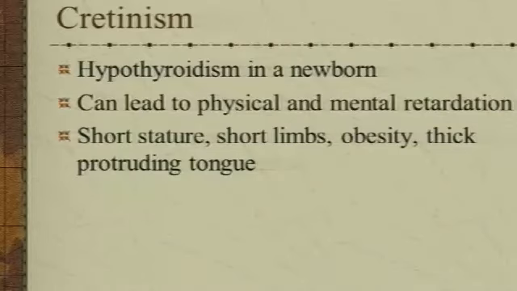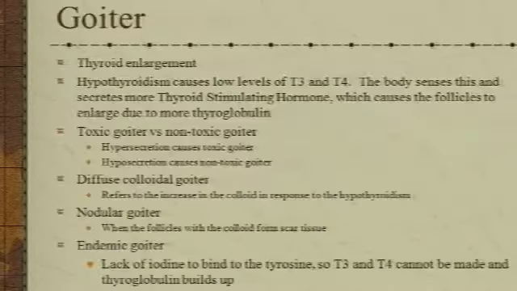So cretinism is going to be hypothyroidism in a newborn: physical and mental retardation, short limbs, obesity, thick protruding tongue. We see a picture of them, and quite often their tongue just sticks out because it becomes thickened. And that's so sad, right? Because once again, that's easily treated.